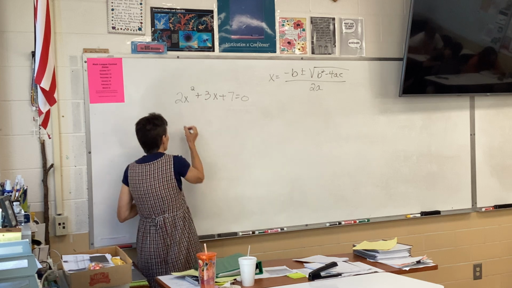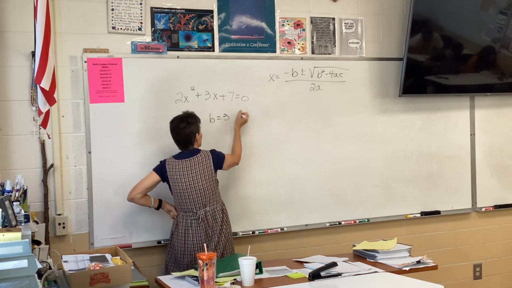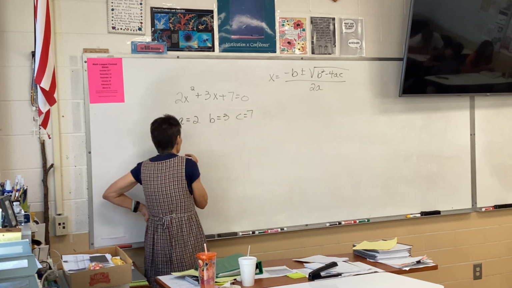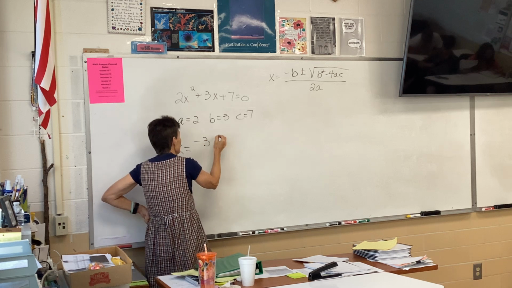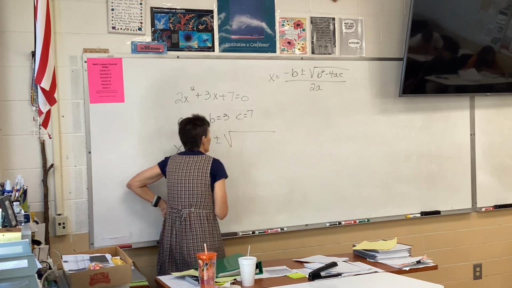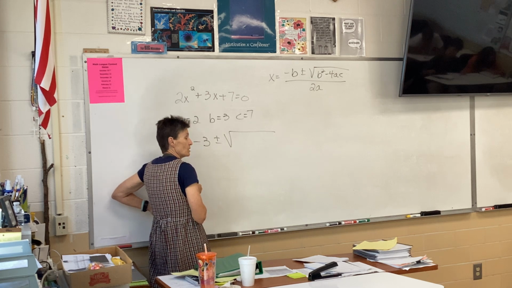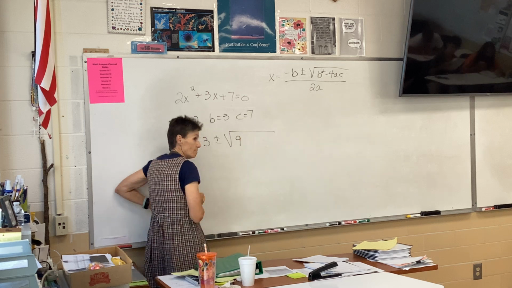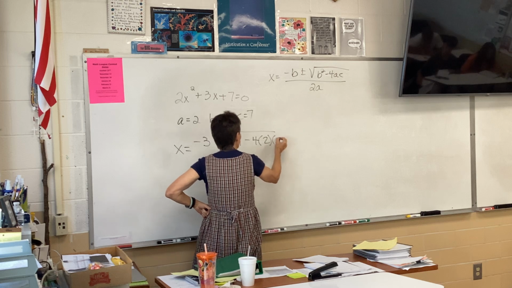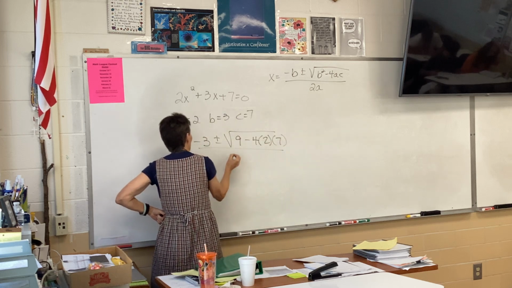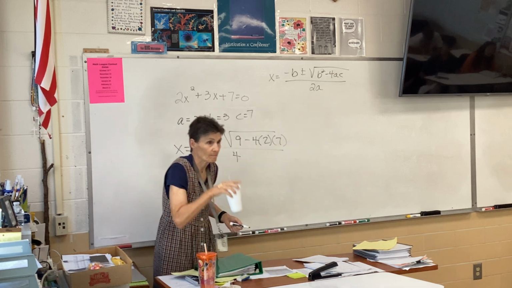All right, so what's A in my problem? A is 2. B is, and C is, all right, here we go. We're just plugging. So x equals negative 3 plus or minus the square root of 3 squared, which is 9, minus 4 times 2 times 7, all over 4. How does that look to everybody?